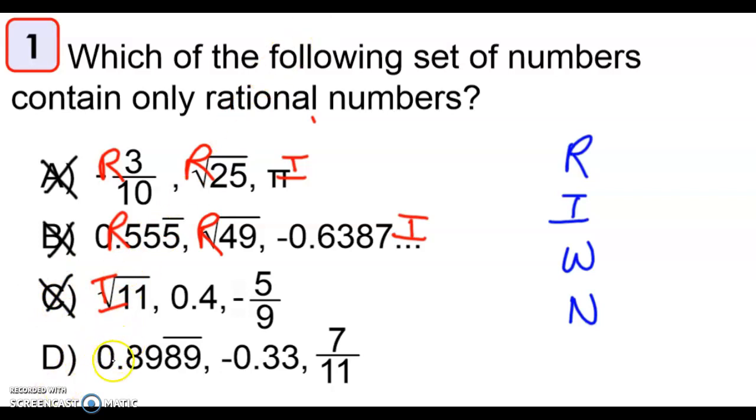In answer choice D, we have 0.8989. The line above that means that it repeats. A repeating decimal is rational. -0.33, the decimal stops. That's a rational number. A fraction is rational. So the only answer choice here that contains all rational numbers is D.